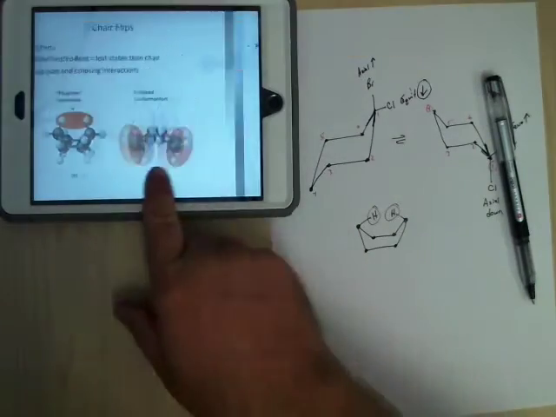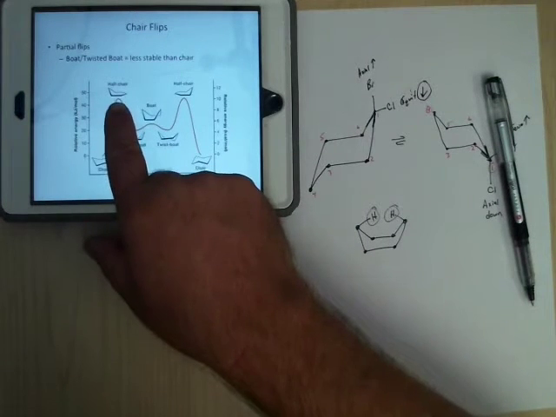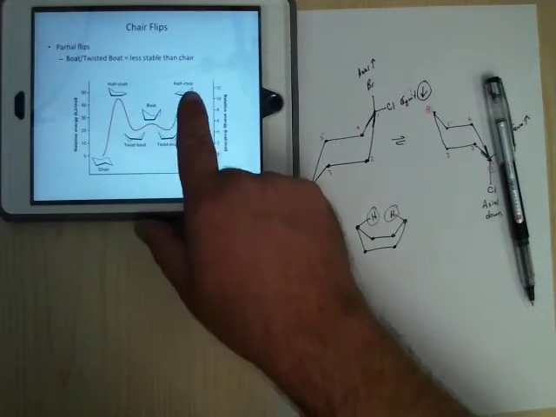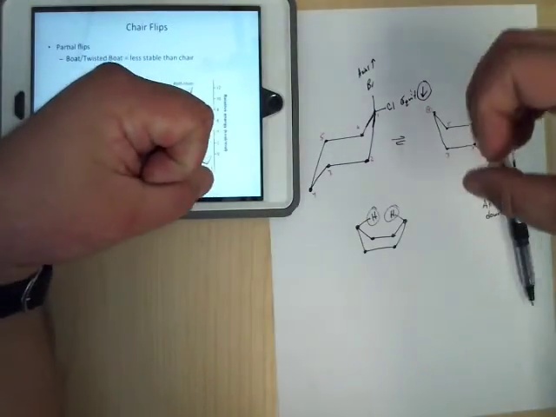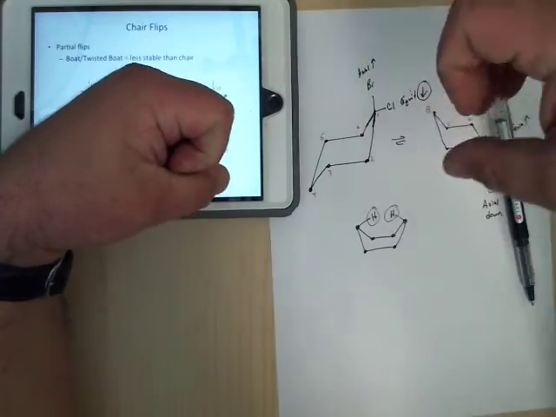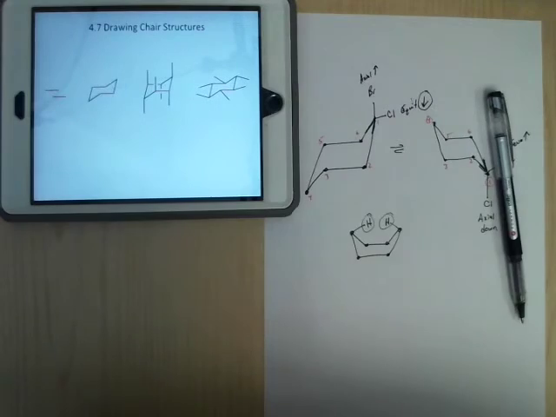But it has to sort of go through it. If you're going from one chair to another, you have to go through this boat configuration to get over there, right? So you flip in one side, and then before you can flip into the other one, it's in a boat configuration.